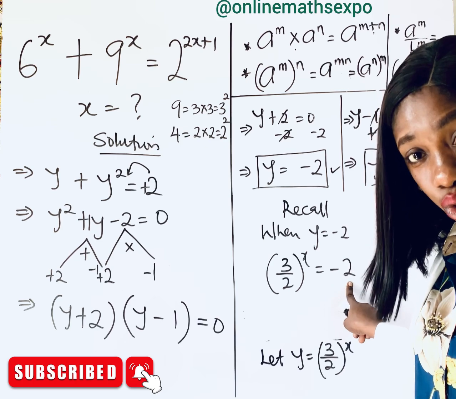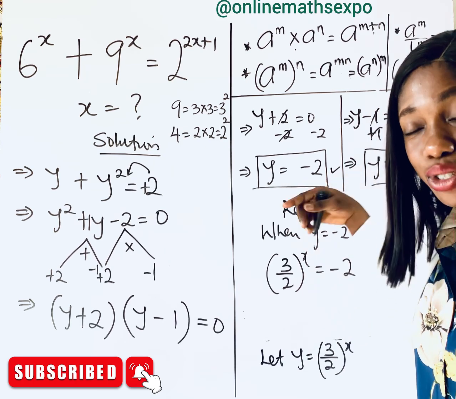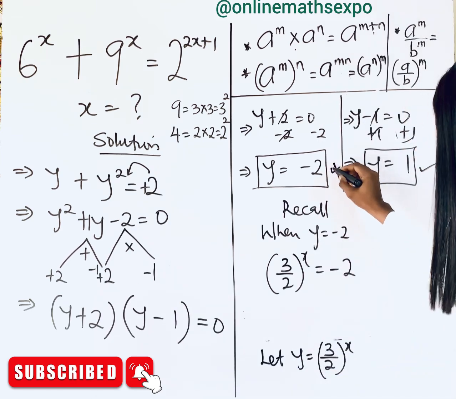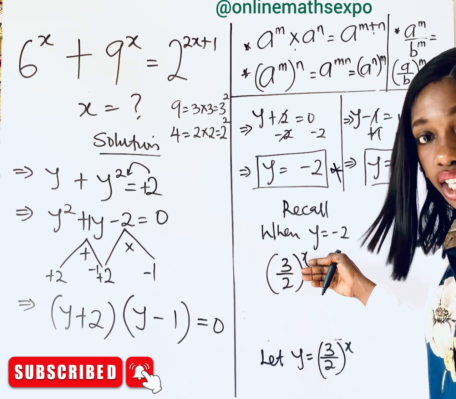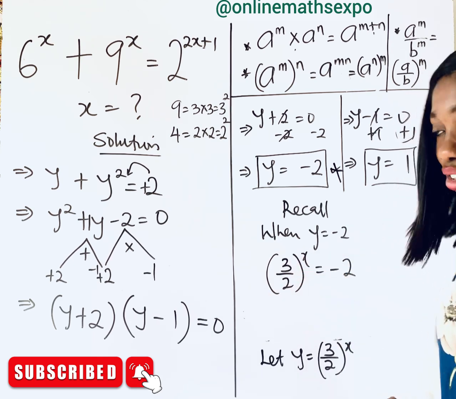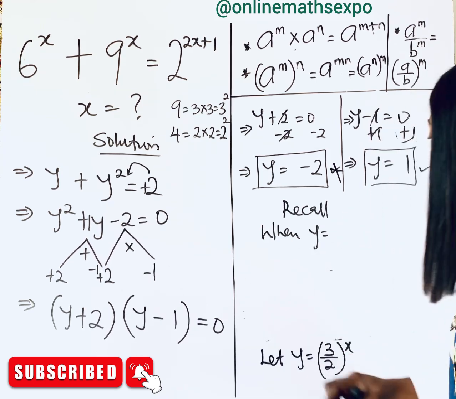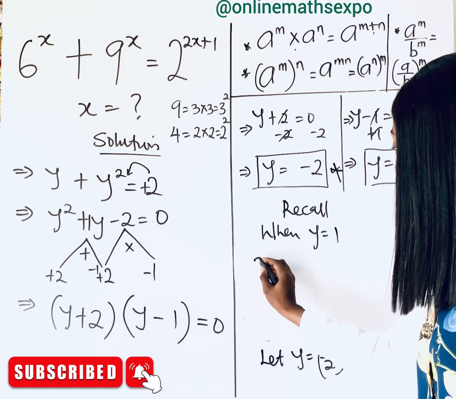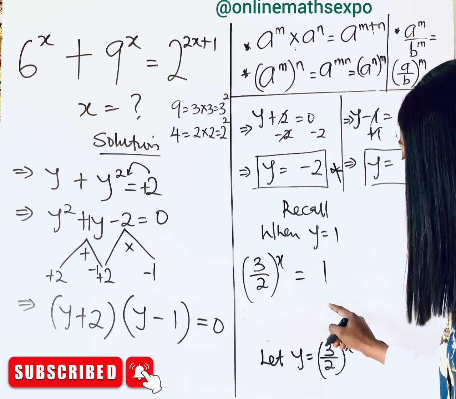Now, do you think that's a number that has a positive base you can raise to a power to give you a negative result? If that is not true, it means y being negative 2 is not going to be a solution. So we don't need this value of y, because we cannot have a positive base that can be raised to any number to give us a negative value. So we're going to only work with when y is 1. And if y is 1, we're going to have 3 over 2 to the power of x is equal to 1.